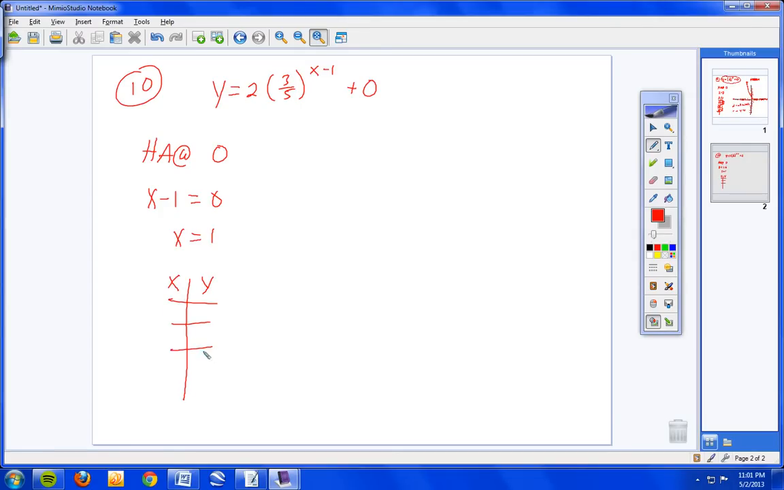So 1 goes right in the middle right here. And we go up, 2, 3, and down 0, negative 1. All right, if we put a 3 in, let's see. I'm doing a lot of this in my head.